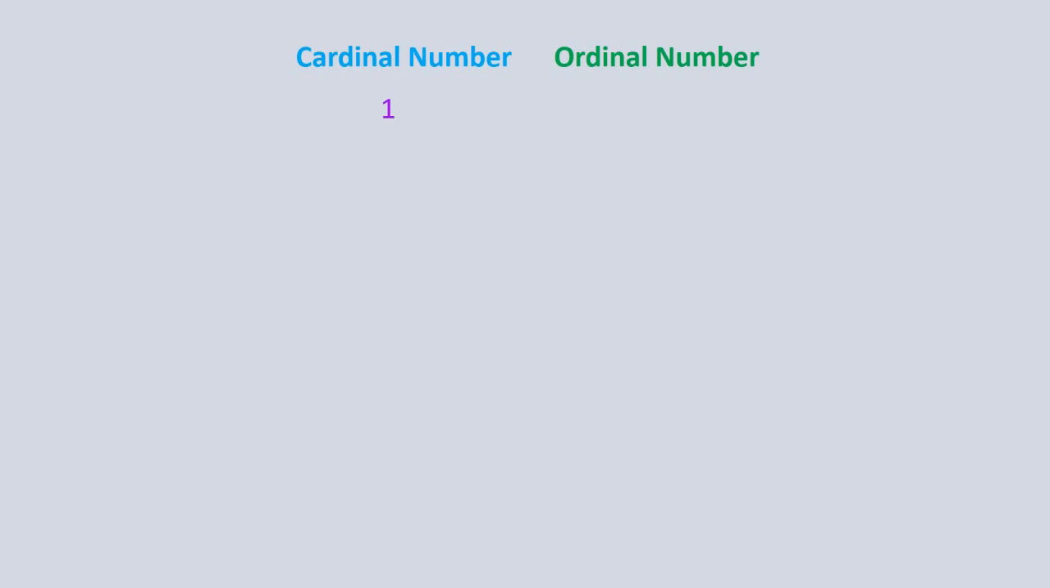1 is the cardinal number, and the ordinal number of 1 is first. Next is 2. The ordinal number is known as second. Cardinal number 3, ordinal number is known as third. Then 4, fourth. 5, fifth.